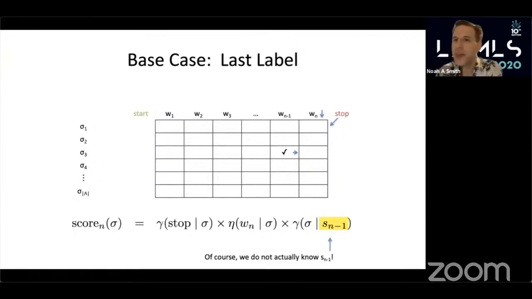If we did, then we could score every possible label sigma for the last word by multiplying together three things. The probability of transitioning to stop given sigma, that's a transition probability; the emission probability of generating the nth word given sigma; and then of course the probability of transitioning from the preceding state, S_{n-1}, to sigma.